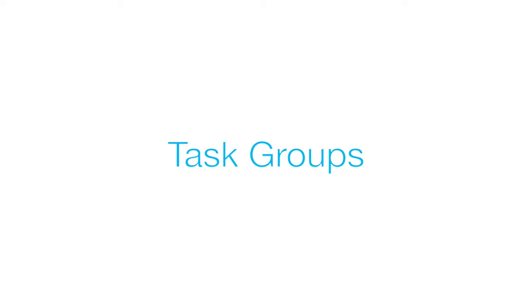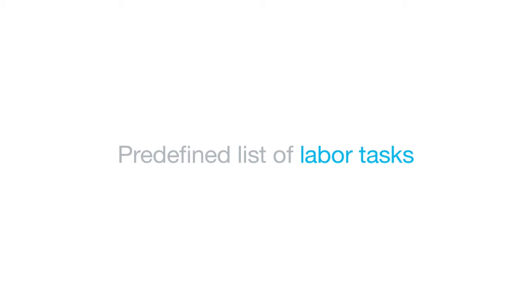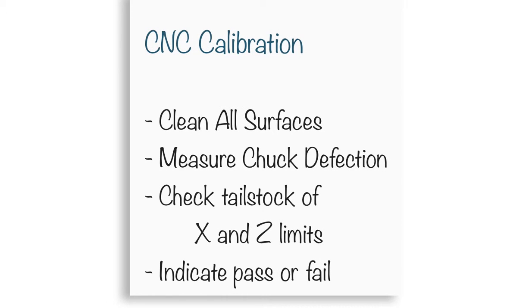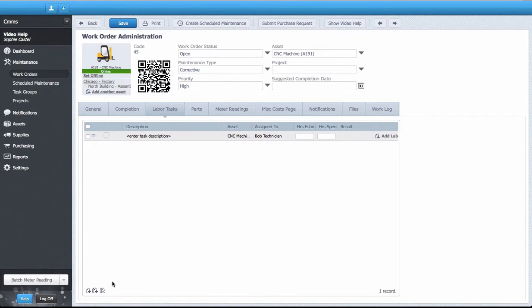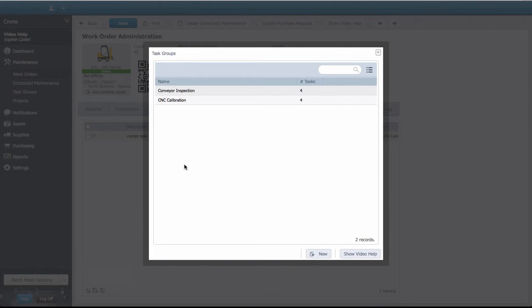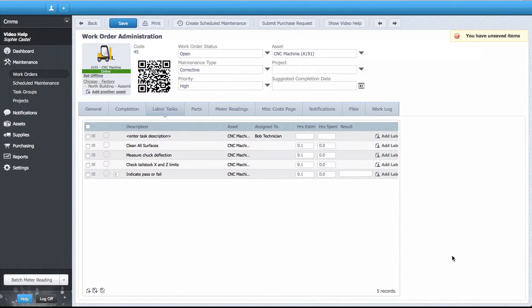In this video, we're going to take a close look at task groups. Task groups are simply your procedures or standardized checklists and can be added to your scheduled maintenance or work orders. Instead of manually adding the same list of instructions every time you create a PM or work order, create the task group once and add it to PMs or work orders as many times as you like.